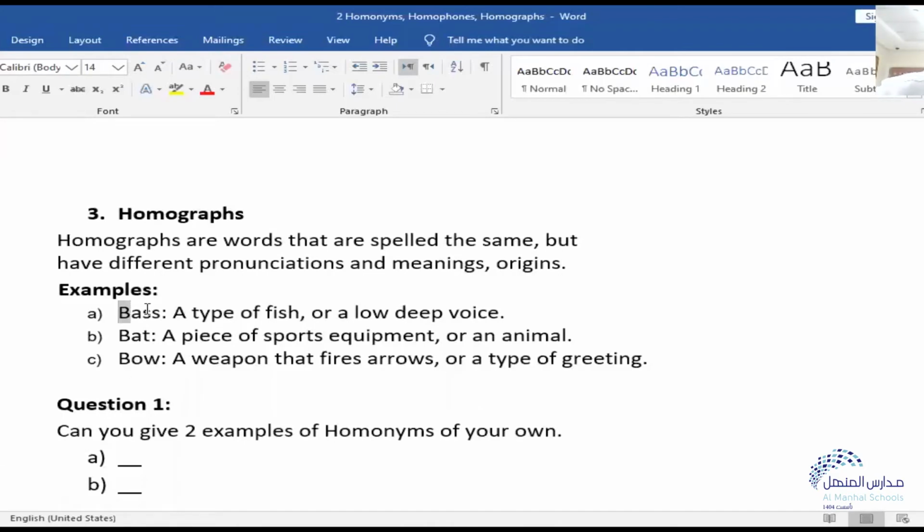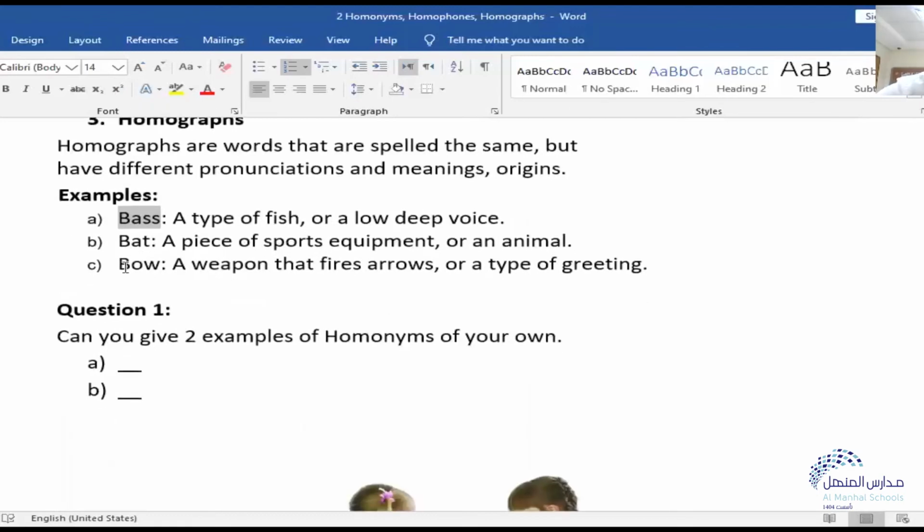Another way to pronounce this is the word bass. Bass is a fish. It's a type of freshwater fish, right? So same spelling, but different pronunciation and different meanings there, right? Bat is also another one, right? A bat is a piece of sports equipment used in such sports as baseball, as well as cricket. And another word for bat is a flying nocturnal animal. In other words, it's a flying animal that comes out at night.